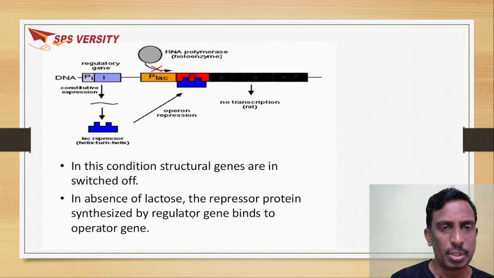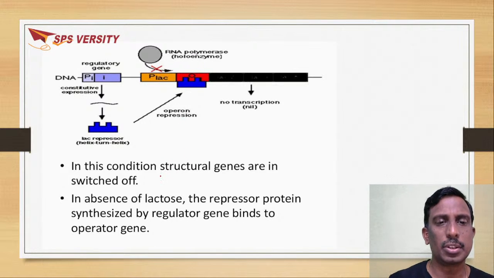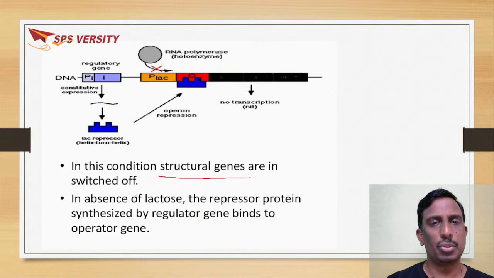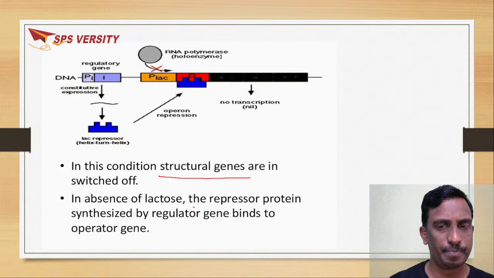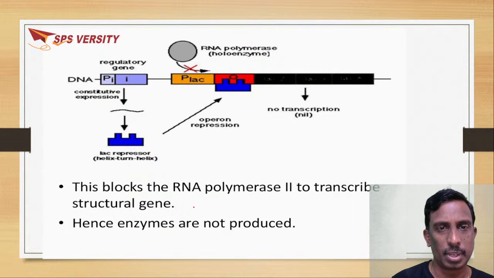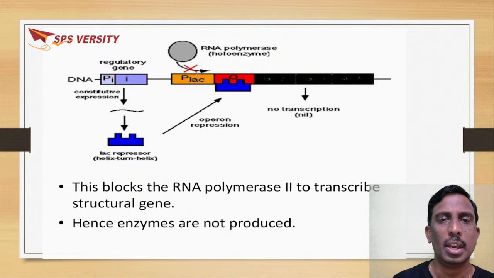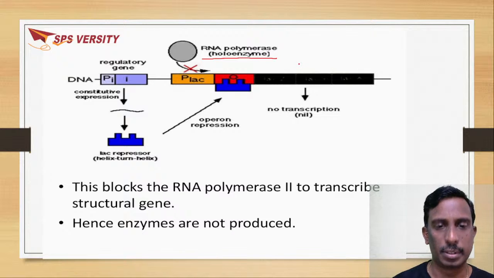So in this condition, the structural genes are switched off. When structural genes are switched off, there is no synthesis of enzymes. This is when it is in switched off condition. So how are the structural genes switched off? By blocking RNA polymerase. RNA polymerase is not allowed to move beyond this point. This is how the switch off happens.